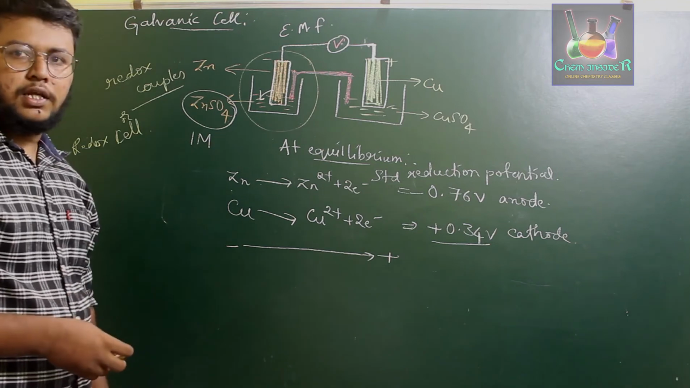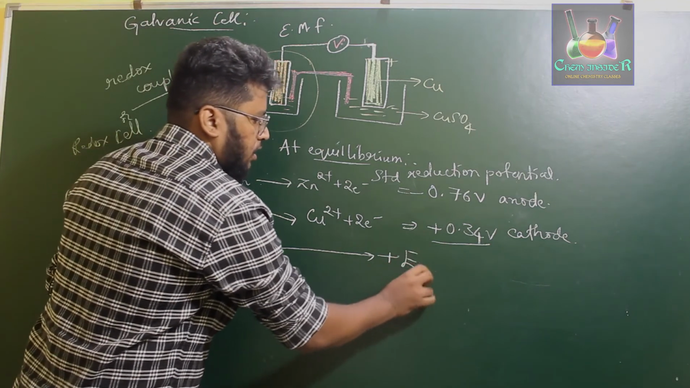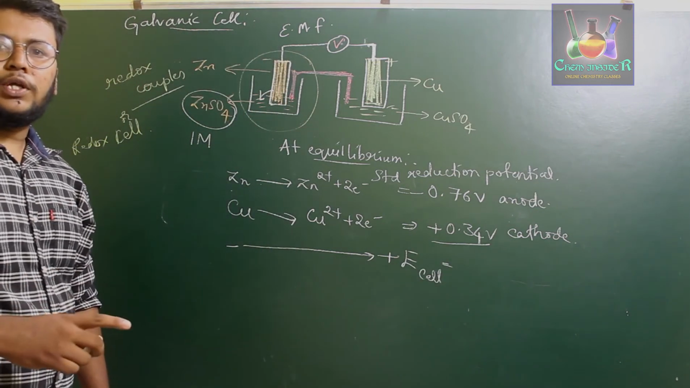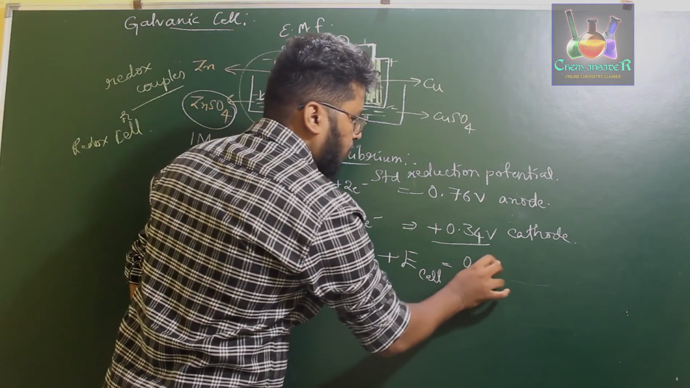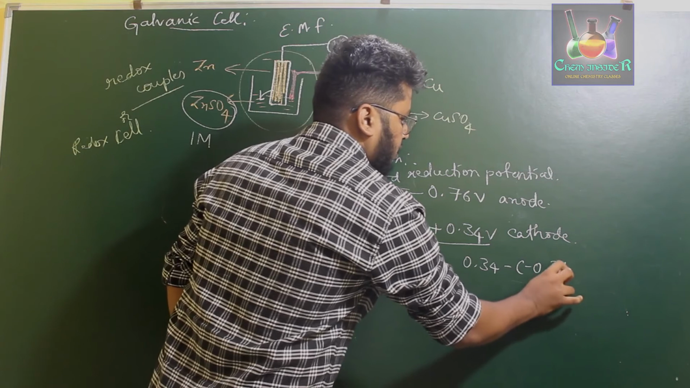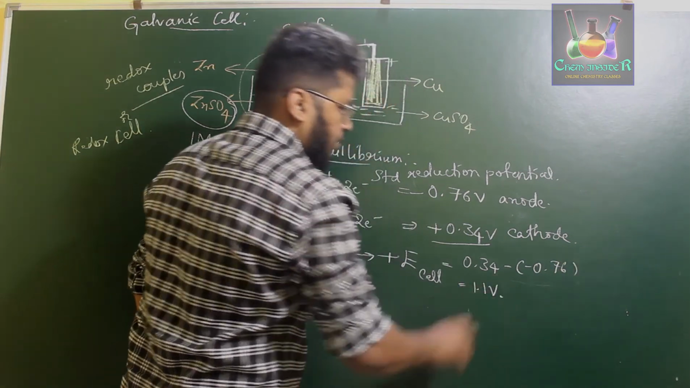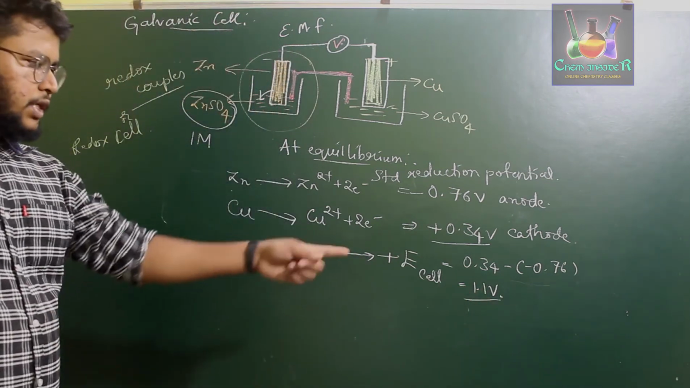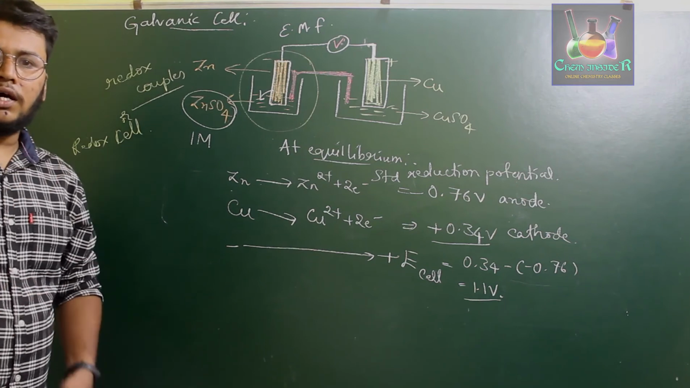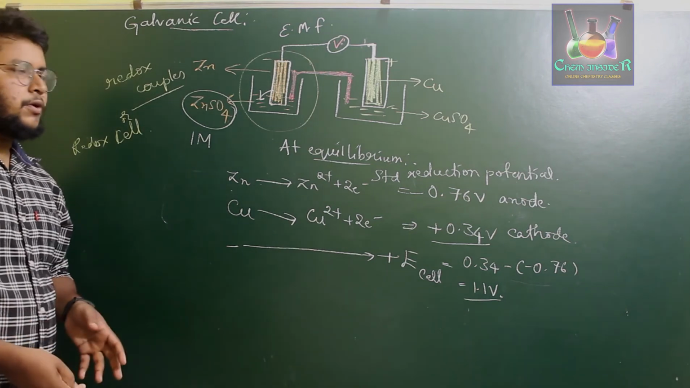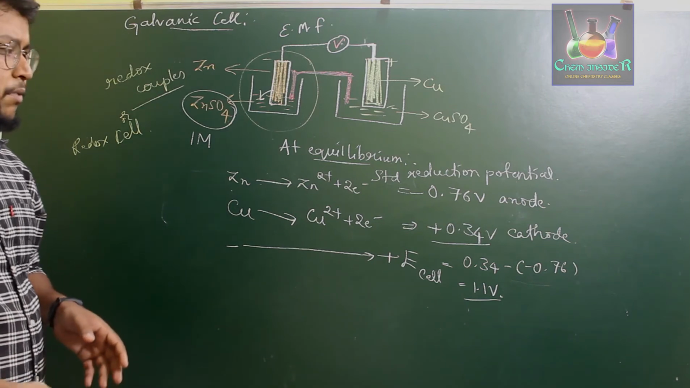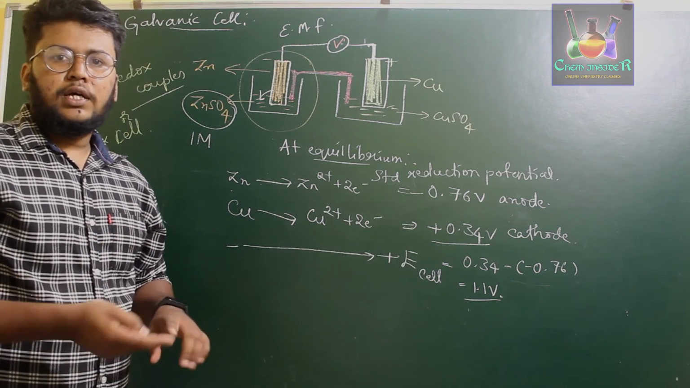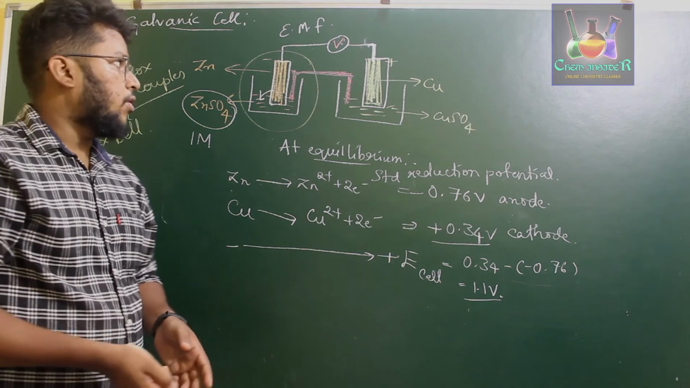Now for this particular Daniell cell, the EMF or cell potential is given by E cell equals potential of cathode minus potential of anode. That is 0.34 minus (-0.76), which gives us 1.1 volts. In the previous video we discussed the cell potential being 1.1 volts; this 1.1 volts is what we used in the earlier video. So the potential of a cell can be determined by knowing the potentials of cathode and anode. The difference of potential between cathode and anode is the cell potential, also called the EMF of the cell.